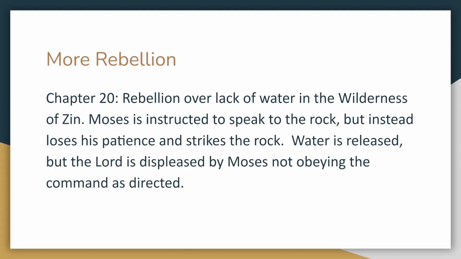And in chapter 20, there is a lack of water in the wilderness of Zin. Moses is instructed to speak to the rock, but instead he loses his patience and strikes the rock. Water is released, but the Lord is displeased by Moses not obeying the command as it was directed to him. I have to say, I think Moses has had a remarkable amount of patience, but he did not follow the instructions, and unfortunately for him, there was to be a reckoning for this action.